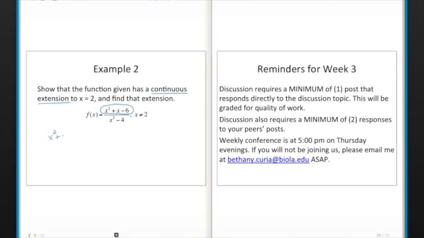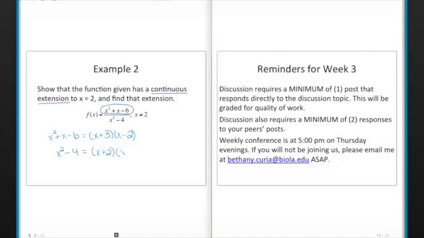Now this asks us to show that the function given has a continuous extension to x equals 2 and to find that extension. What that basically means is they're admitting for you that there is a discontinuity and they're asking you to fix it. To start with, we're going to factor both the top and the bottom and see if we can simplify this rational expression.